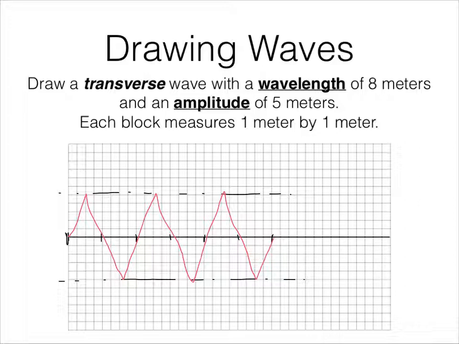And so now our amplitude, if we measure it, is 5 meters. And our wavelength, if we measure from here to here, is 1, 2, 3, 4, 5, 6, 7, 8. A little bit sloppy. Hard to do this on an iPad with a stylus, but you get my point.